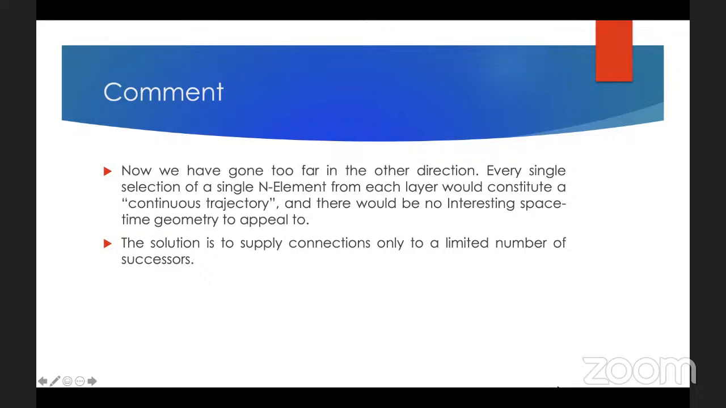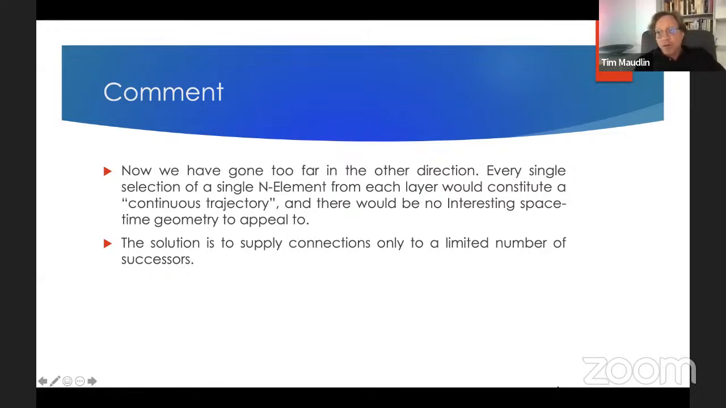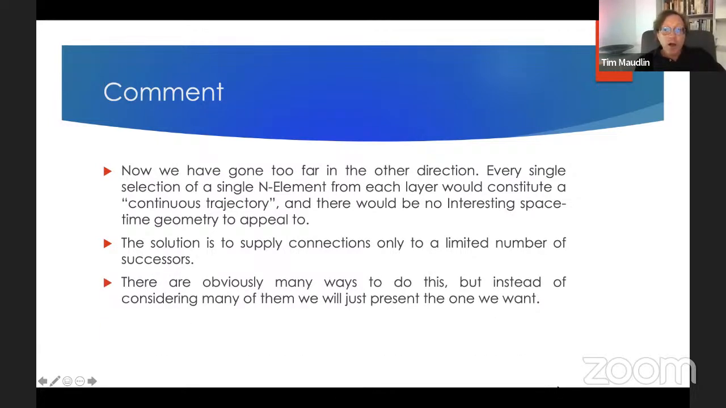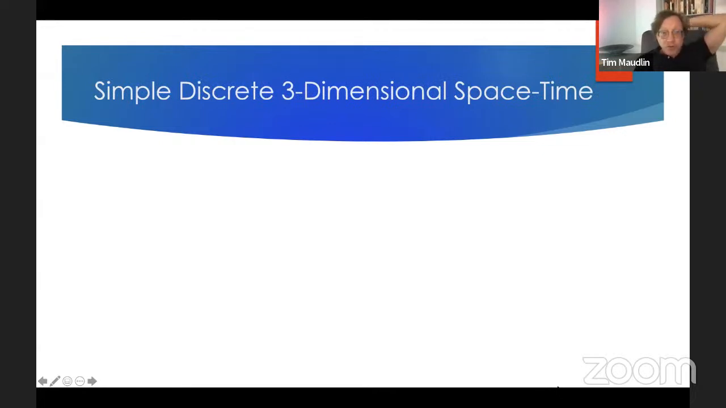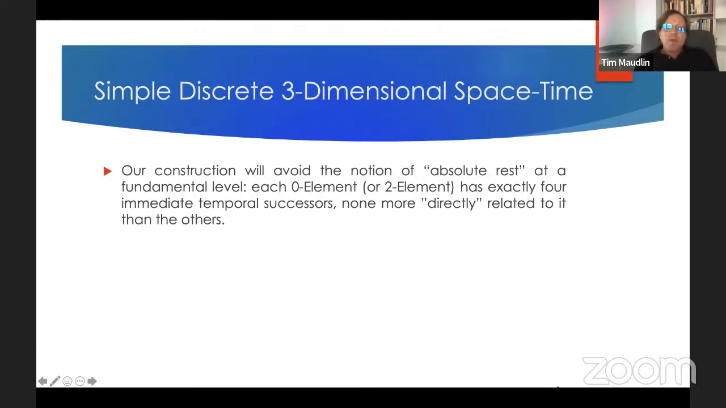And there are different ways that you could do that. And instead of trying to walk you through them, I'm just going to go to the one that turns out to give you really nice results. So this is what I call a simple discrete three-dimensional space-time. We're not going to have any absolute rest at the fundamental level because each zero element, for example, or two element, has four immediate temporal successors. So from this point, I can immediately go at the next layer to four different points, none of which counts any more than any of the others as staying in the same place, right?